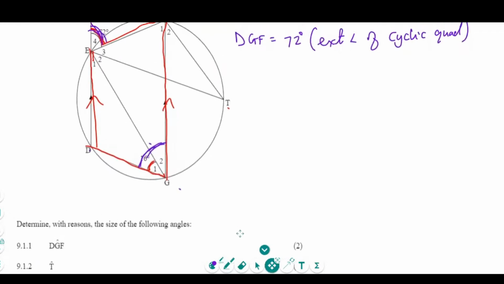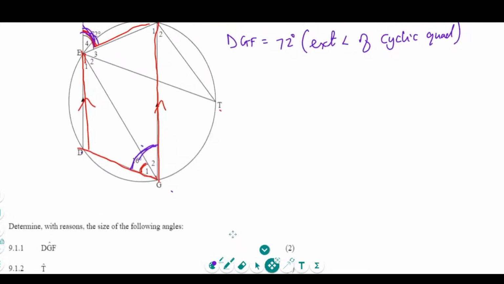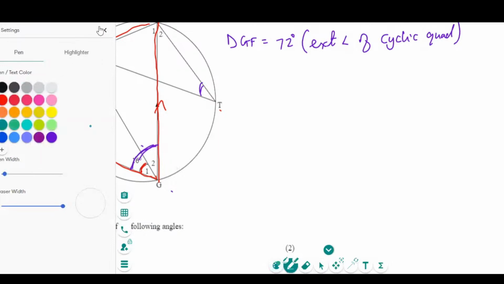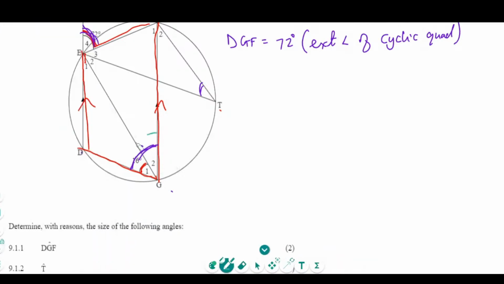Then they want the size of T. What happens with this question is that usually whatever we obtained in the previous part can help us get what is next. They want us to get this angle T. But we know that T and G2 will be in the same segment, so they'll be subtended by the same chord. So we need to first of all find what G2 is.